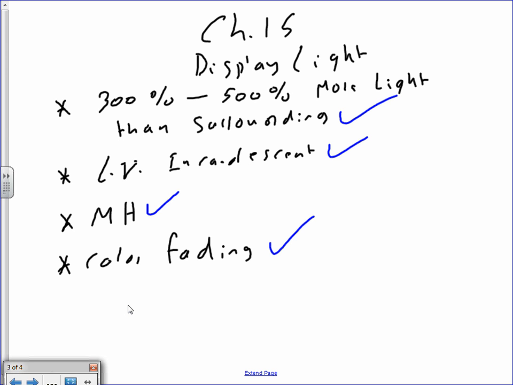Any comments, any questions? So please look at these, FYI only. We really don't do a whole lot of display light, but I thought the last thing to finish with would be display light, special lights. Any comments, any questions for your friend Chad?